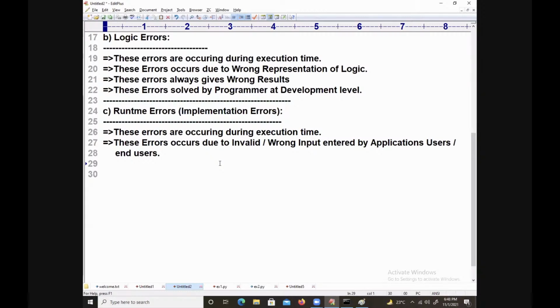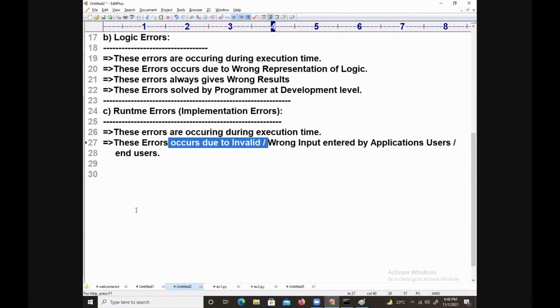So coming to the point of it, runtime errors are a very dangerous kind of thing. Kajal, listen, please format your existing knowledge. First understand me, later you match with your existing knowledge if it is valid. So these errors are occurring at execution time. Why are these occurring? Due to invalid input or wrong input.